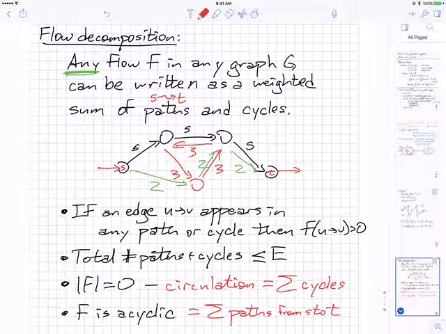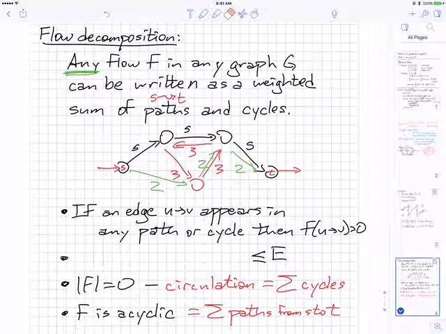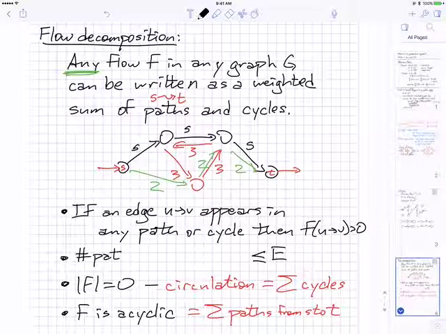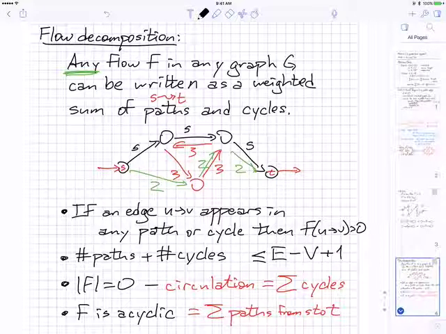Yeah? What do you mean by total in that line? I mean the number of paths plus the number of cycles. Let me write this in a way that people can actually read. The number of paths in the decomposition plus the number of cycles in the decomposition is at most E. And in fact, if you play really careful games with it, you can make that upper bound smaller, but we're not going to bother with that.